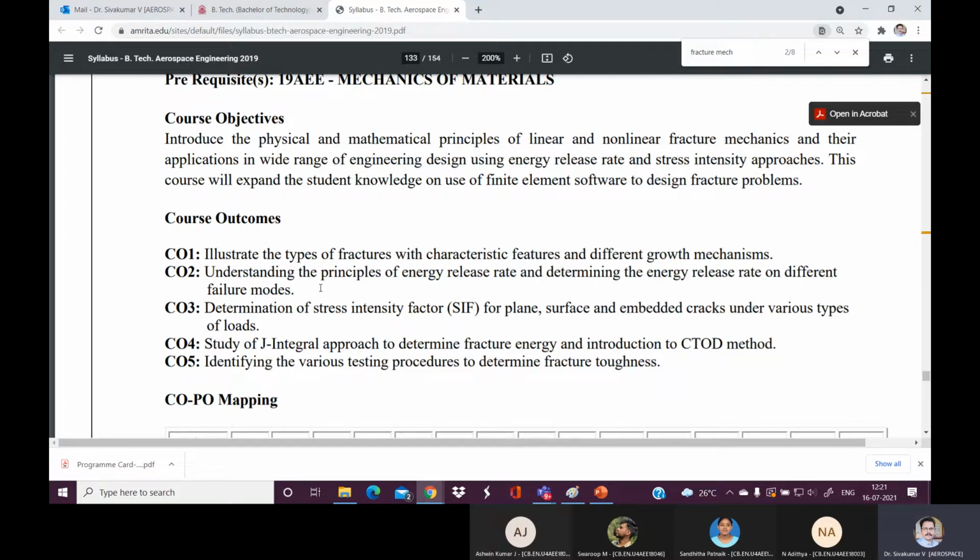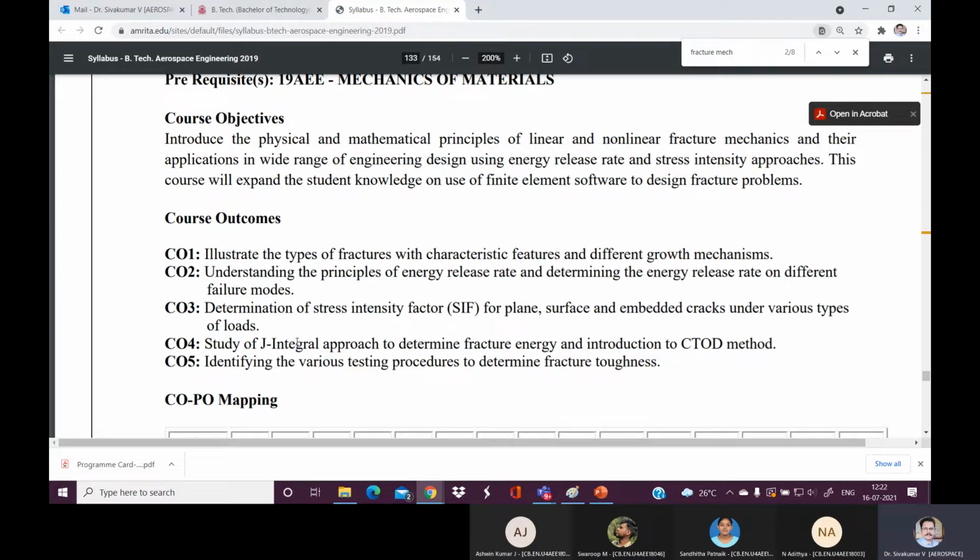Also the different failure modes, and how the energy approach brought the equation, so you will be familiar with that. Then your third outcome could be that you will understand the stress intensity factor, and using the stress intensity factor approach we will see problems related to cracks inside the material or on the surface of the material. You will apply that and it will also be demonstrated.